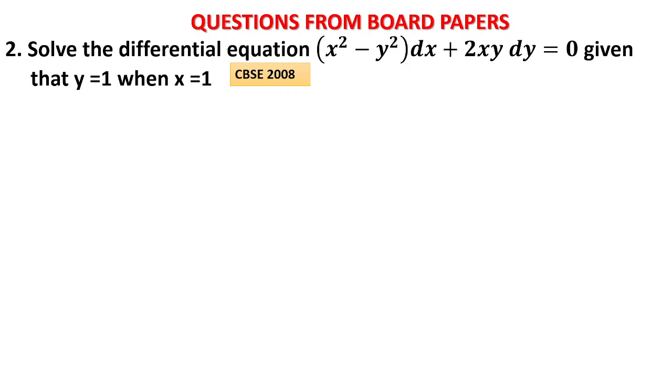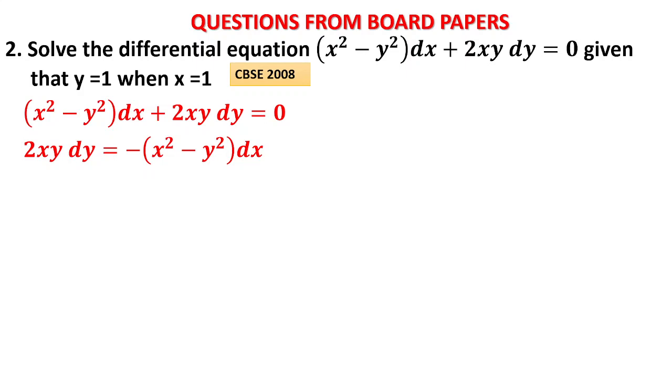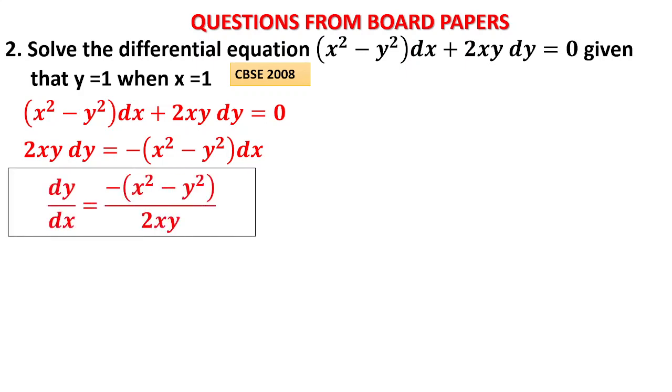Here the power of y is 1. Let us now try dividing the total equation by x square minus y square. Now it will become dy by dx as minus x square minus y square by 2xy. Now we are identifying here that the numerator degree is also 2, denominator degree is also 2. Therefore it is coming under homogeneous.